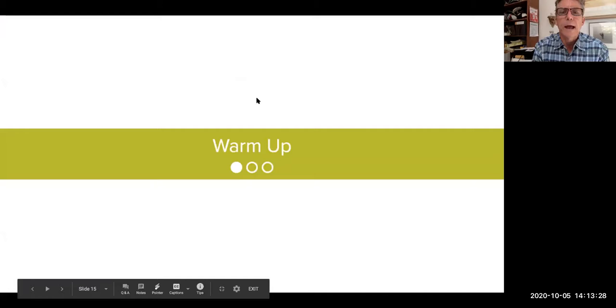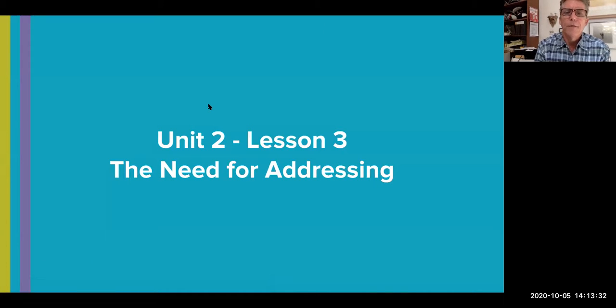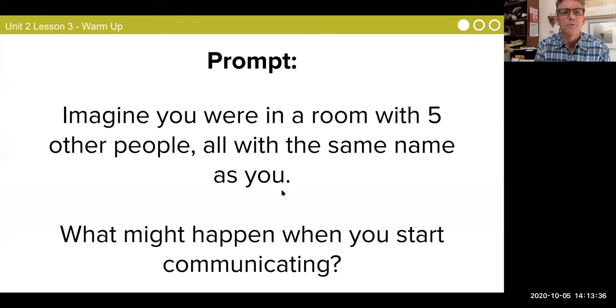Okay, so now we're getting into lesson 2. The need for addressing. We're sending messages, but we need to address. Imagine you were in a room with 5 other people, all with the same name as you. What might happen when you start communicating? Go ahead and put these in the chat. What would happen when you start communicating in a room with 5 people with the same name?